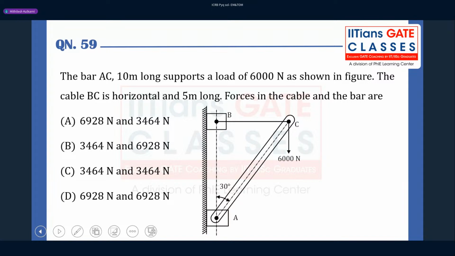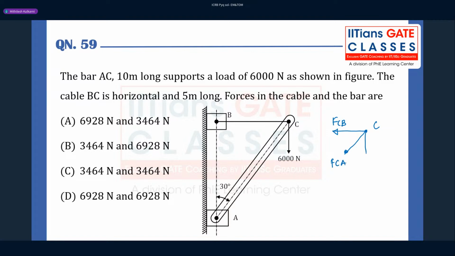So let's try to draw this figure. If you take the point C, at point C we have one force in the horizontal cable. This point is C, so let's call it FCB. We have a bar which is, sorry, this is the AC bar. Let's call it FCA.